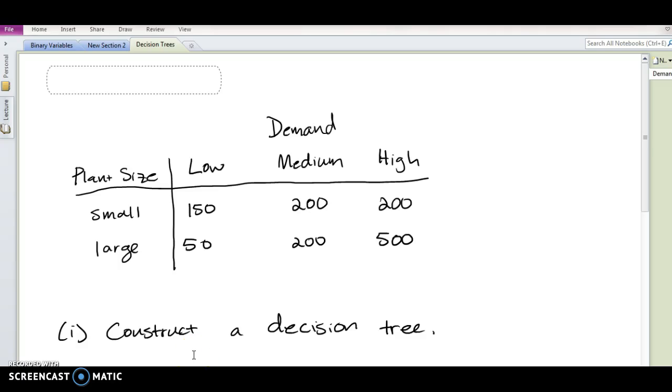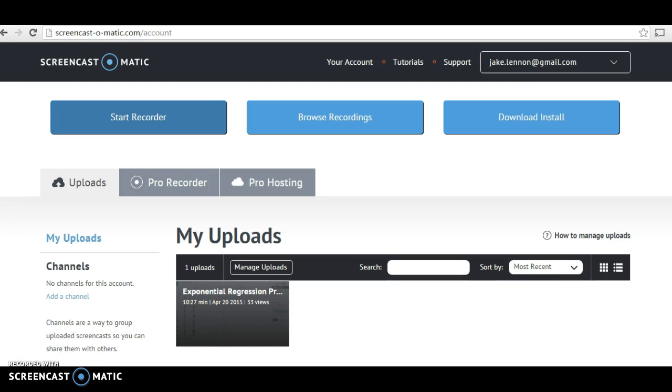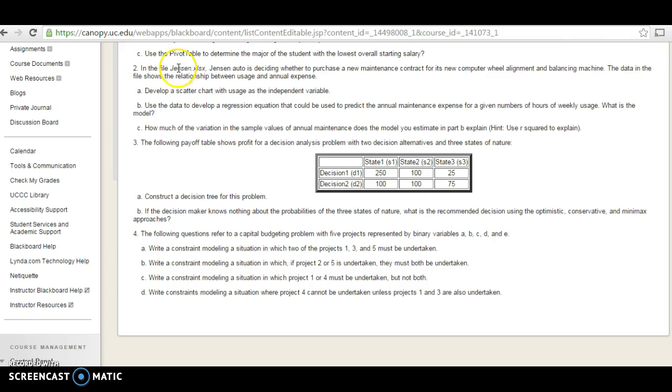Hi, this is Dr. Lennon, and we're going to look at a problem similar to the decision tree problem. This is problem number 3 on the final exam, where we have to construct a decision tree and then talk about the recommended approach based on the optimistic, conservative, and Minimax Regret approaches to the model. The one I'm going to do for you is very similar, just slightly different numbers.